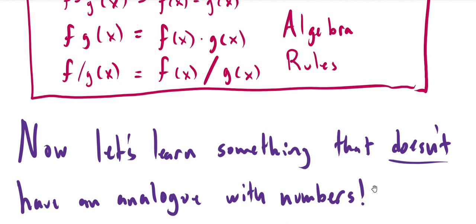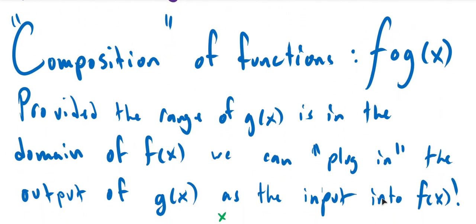But there is something that we need to talk about right away that doesn't have an analog with numbers, that only functions could do, which is called the composition of functions. Composition of functions is written f∘g of x. This symbol here is called circ, but we usually say f of g of x. Provided that the range of g of x, the output values from g of x, plays nicely with the domain of f of x, you don't plug in any forbidden values here, then you really can just plug the whole function g of x in as the input to f of x.